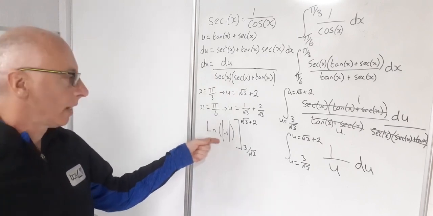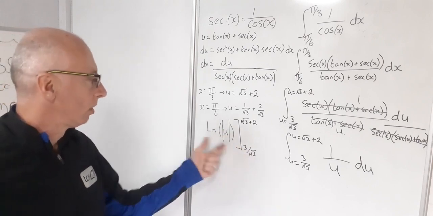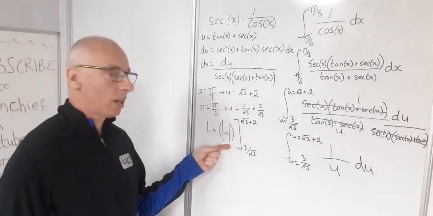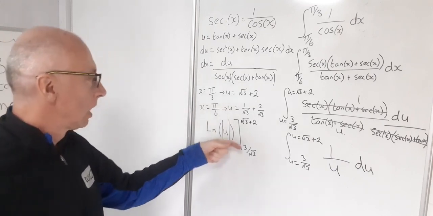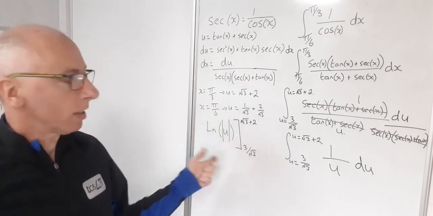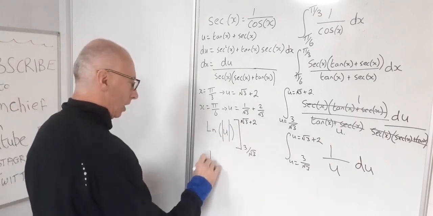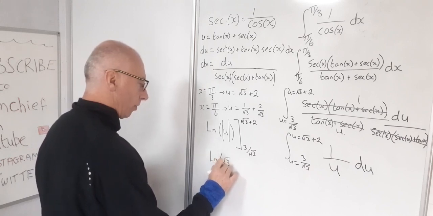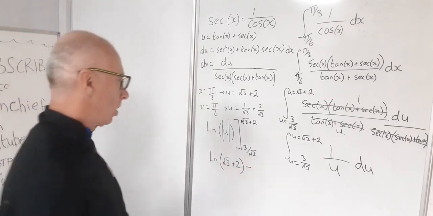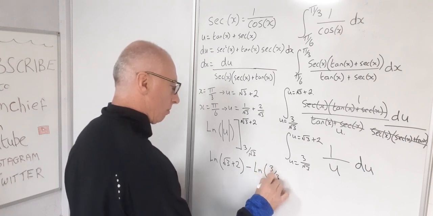We need to try and evaluate this. Now, as these values here are all positive and above 1, that renders the absolute value not required anymore, so we can drop the absolute value. We put it in there just to make sure, but now we've got these positive values, so we can go straight ahead. First of all, take natural log of square root of 3 plus 2, and subtract from that natural log of 3 over root 3.